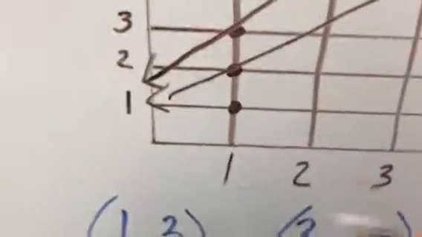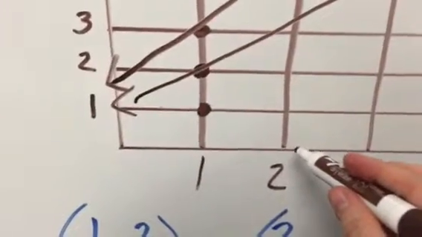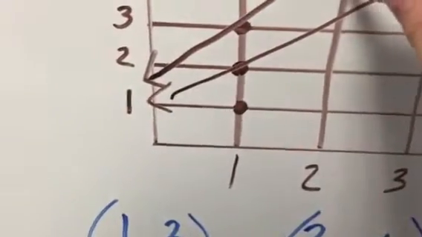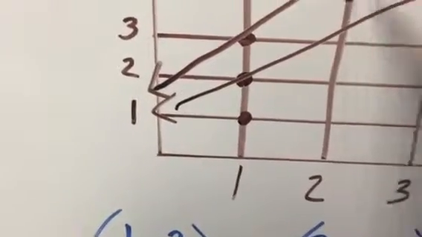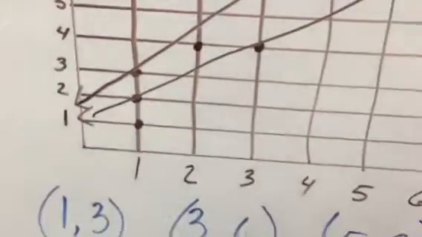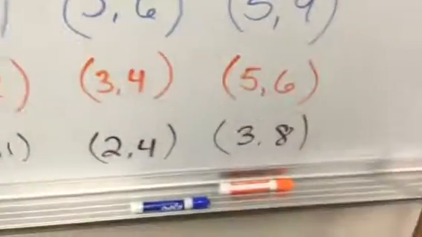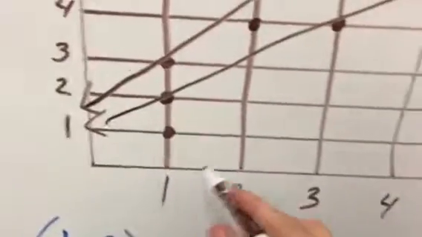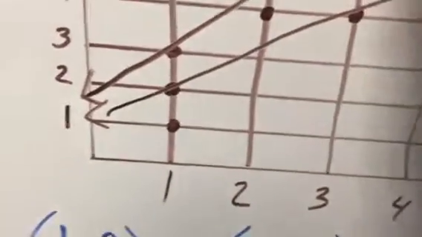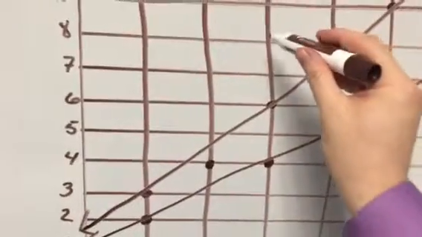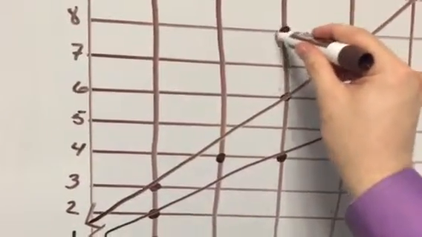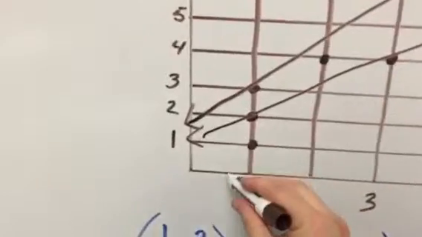Next is at 2, 4. So I go over 2, because the x-axis is always first, and up 4. Uh-oh, that looks a little bit different. That's not normal. Let's look at what the next one is. 3, 8. So I go 1, 2, 3, all the way up to 8. And that point's going to be right there. So now I connect those lines.